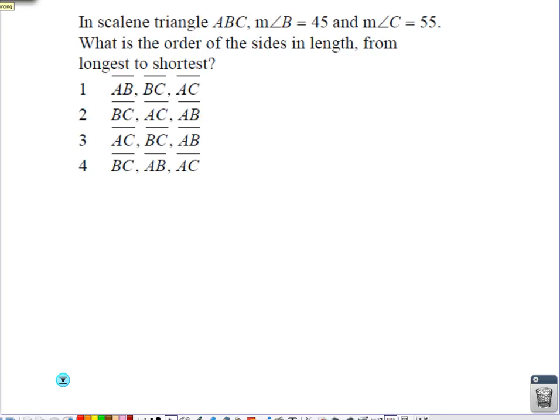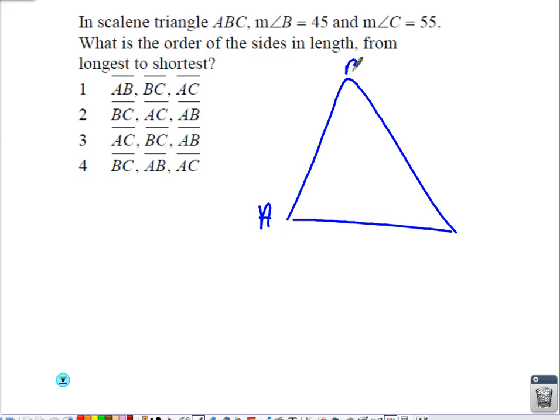In a scalene triangle ABC, the measure of B is 45, C is 55, but they don't give you the third angle. Dalton, what's the third angle? Good, 80. So you have B is 45, C is 55, and like we said, A is 80 degrees. Have that at 180.